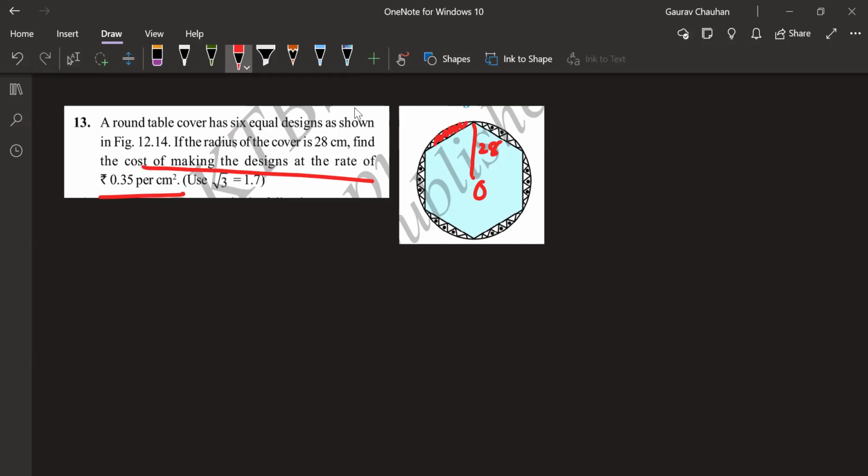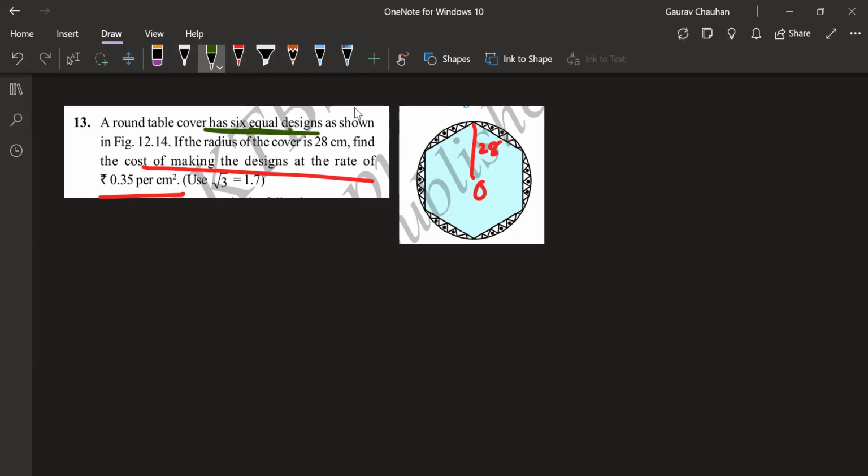It is a segment. We good with that? The design is actually a segment. How many equal segments are there? 6 equal segments are there. You find area of one segment multiplied by 6. Is that okay? They have told you that it is equal.